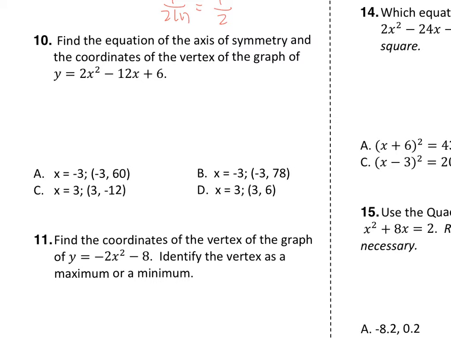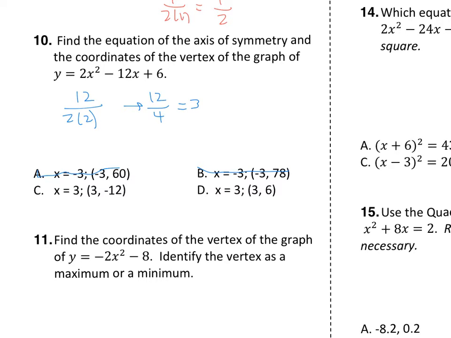Number 10, find the equation of the axis of symmetry and the coordinates of the vertex of the graph of y equals 2x squared minus 12x plus 6. So let's go ahead and find the axis of symmetry, which would be opposite of B over 2 times A. So that's 12 over 2 times 2, which is 12 over 4, which is 3. So right away, I can cross out A and B, because those are negative 3.